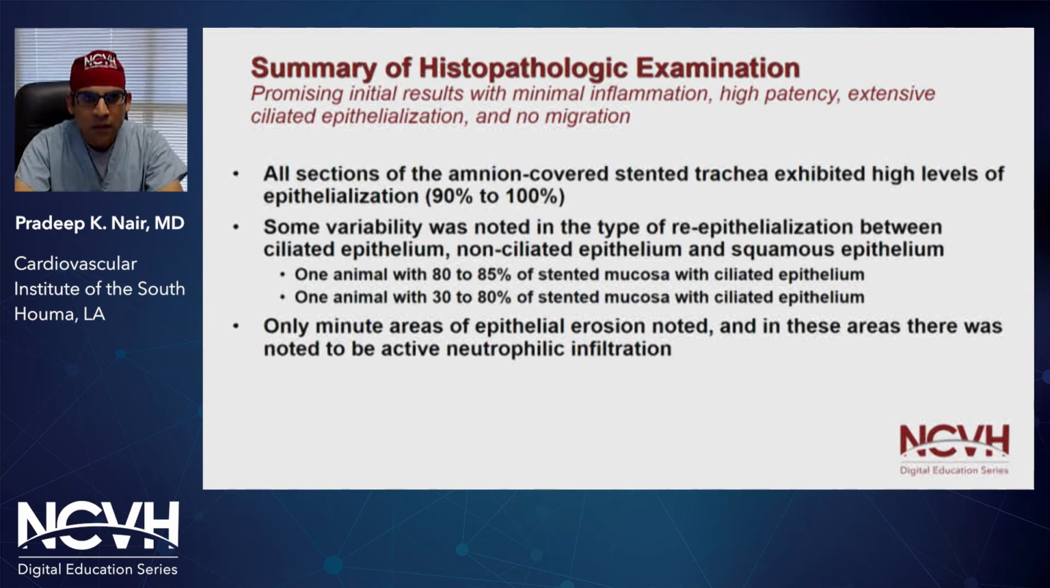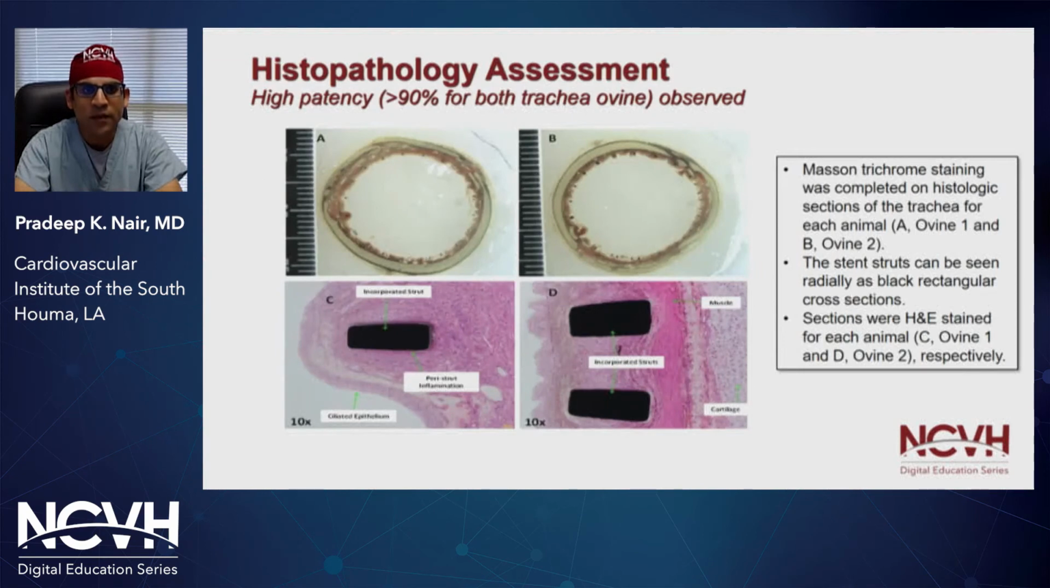In one of the sheep, there was a high amount of ciliated epithelium. In the other one, it was quite variable. But there was only minute or very small areas of epithelial erosion that was noted, and this was related to active neutrophil infiltration. If you look at the histopathology, what is astonishing is that ciliated epithelium was able to regenerate after implantation of these stents with very minimal inflammation around the strut.